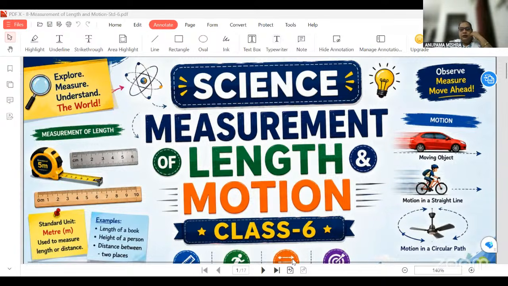Okay. So let us now come to the topic. All of you know what we are doing: measurement of length and motion. You can see the various things here. How to understand the measuring world, measurement of a length, what type of things do we use for the measurement of a length, what is the standard unit. Meter is used to measure the length or a distance. Example, length of a book, the height of a person, distance between two places. These are all the measurements we are doing.